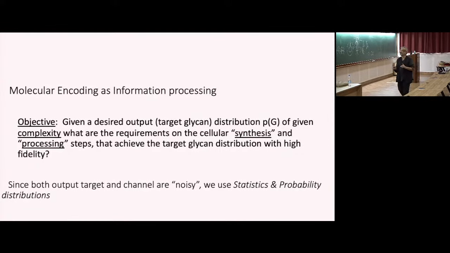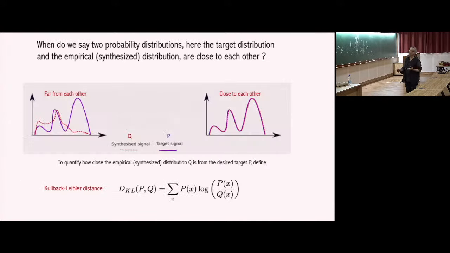So this is the question I want to pose. Now you can see that since both the output target, namely that was obtained from the mass spec data, and the channel, namely the cellular synthesis and processing machinery, both are noisy, they are subject to stochasticity, we have to use the tools of statistics and probability distributions. So that is going to be the language that we're going to use.